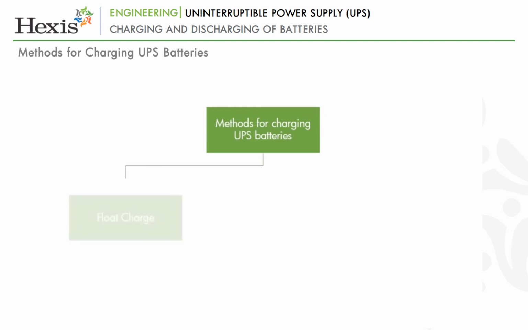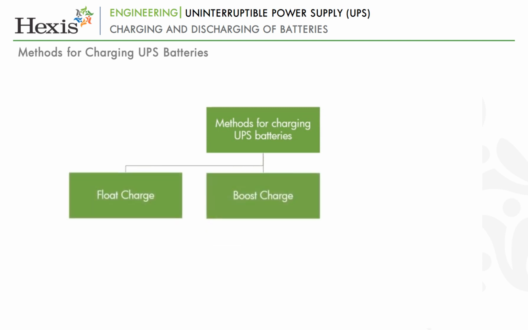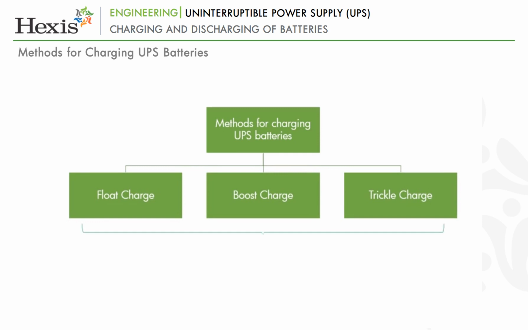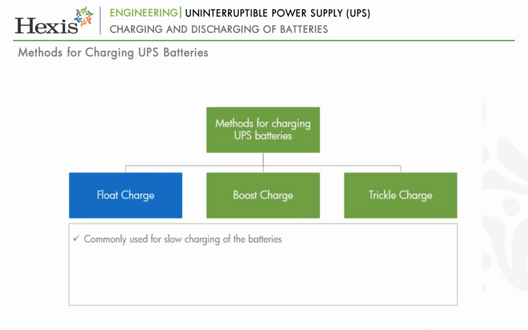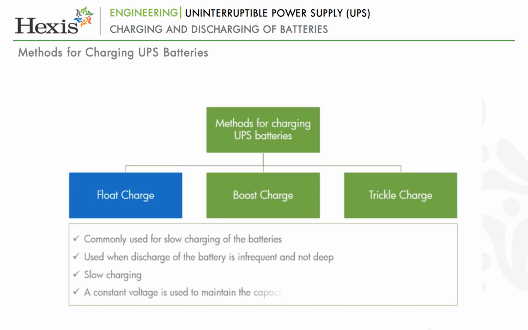They are float charge, boost charge, and trickle charge. The modern chargers are usually designed to charge a battery using any of these methods. Let us learn about each one in detail. Float charging is commonly used for slow charging of the batteries in environments where the discharge of the battery is infrequent and not deep. Charging the batteries at higher currents has its own drawbacks. Hence, a slow rate of charging is employed where a constant voltage is used to maintain the capacity of the battery.